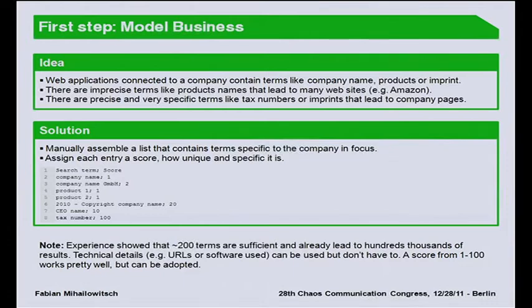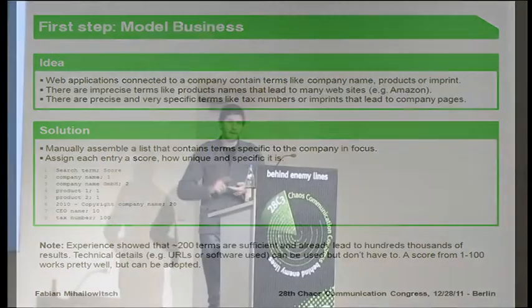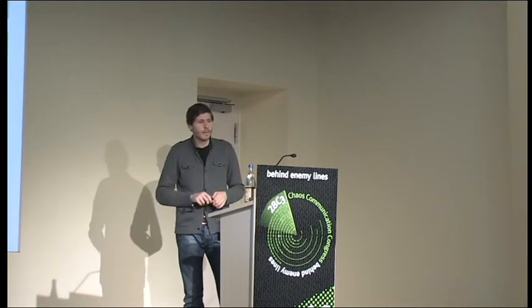The idea: web applications connected to a company probably contain stuff like an imprint, independent of the host or service provider. They probably contain terms like product names and all that kind of stuff. And we do have keywords that are bad, like product names. Probably you will end up with Amazon, which hosts hundreds, thousands of those products. And you'd have terms which are very specific, for example, a tax number. Not every web page will contain a tax number of company A. Probably it will just be on their imprint page.